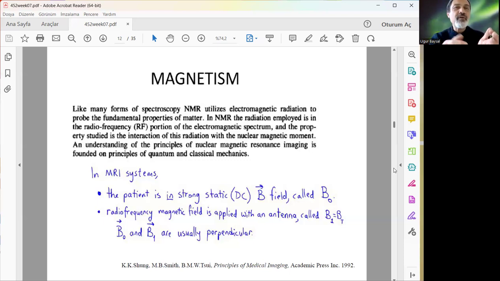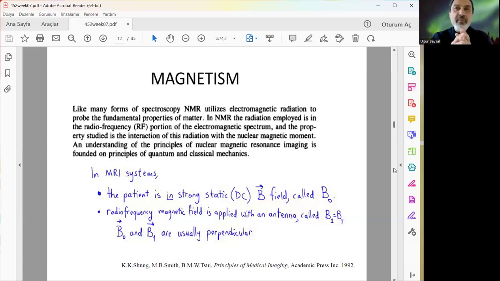So the radiation employed in this field, as I told, is radio frequency magnetic field excitation. So let's summarize. There's a very high DC magnetic field, always present, even if the machine or imaging is turned off. The second field is for resonance, the radio frequency magnetic field, of very much lower intensity than the DC magnetic field, but it's a radio frequency magnetic field. Also, there are switching magnetic fields during the imaging sequences.